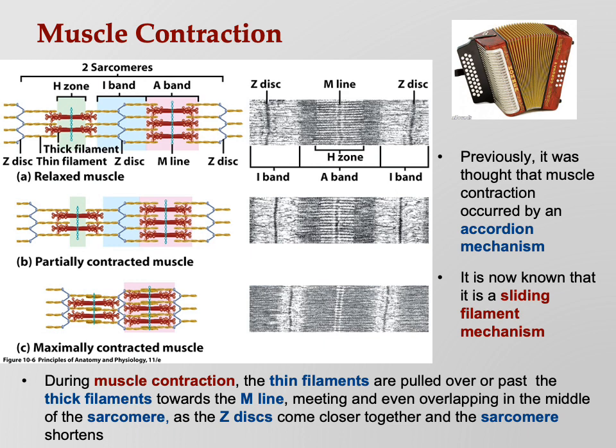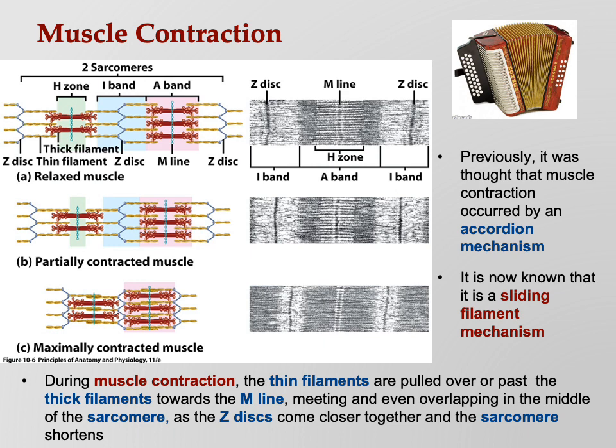So take a look, read this through. During muscle contraction, the thin filaments are pulled over or past the thick filaments towards the M line, meeting and even overlapping in the middle of the sarcomere as the Z discs come closer together and the sarcomere shortens. So when a muscle contracts, the entire muscle gets shorter. That's because as the thick and thin filaments overlap, each sarcomere gets shorter. Muscle is made up of thousands and thousands of sarcomeres. So as each one of those thousands of sarcomeres gets shorter, it causes the entire muscle to get shorter.